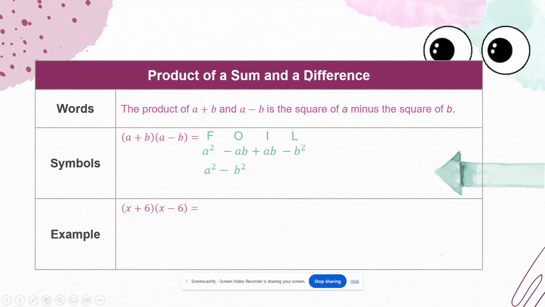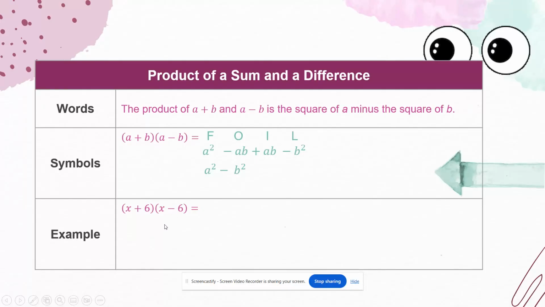Okay, so the product of a sum and a difference is really unique. This is what we call multiplying conjugates. Okay, these two binomials right here, x plus 6 and x minus 6, are the exact same with exception to one having a plus sign between them, one having a minus sign.